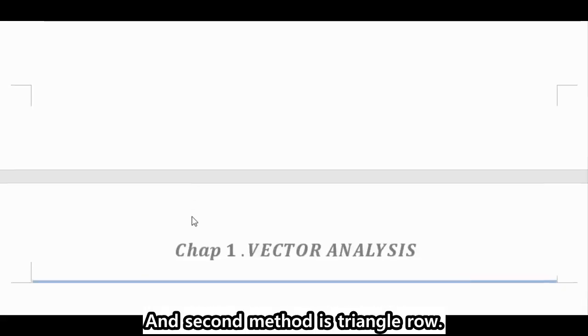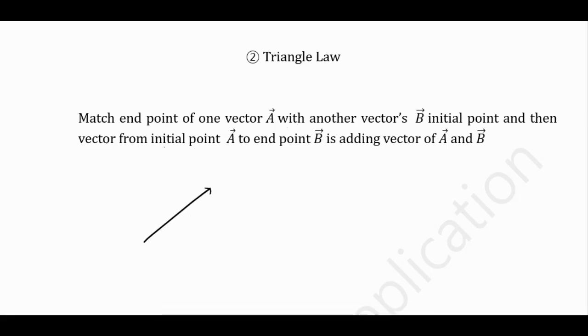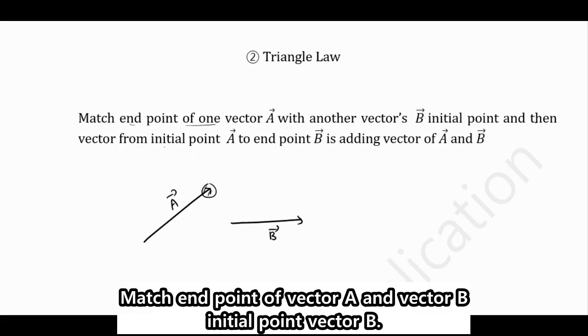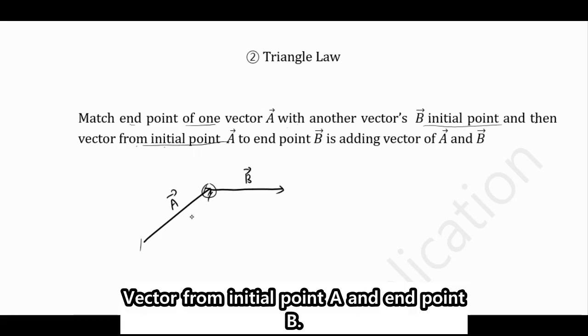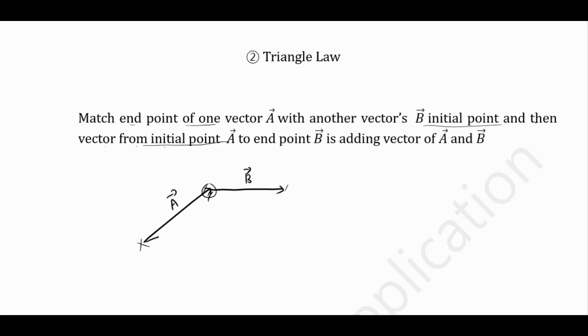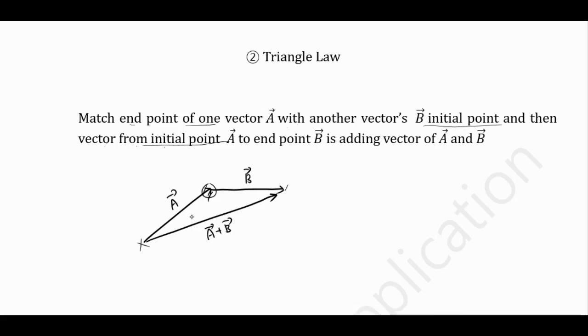And the second method is triangle law. We have A vector and B vector. Match the endpoint of vector A with the initial point of vector B. The vector from the initial point of A to the endpoint of B is the sum of vector A and vector B.